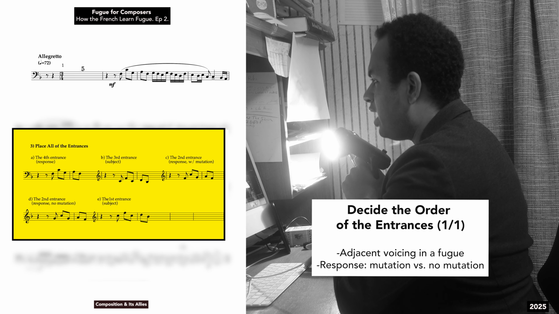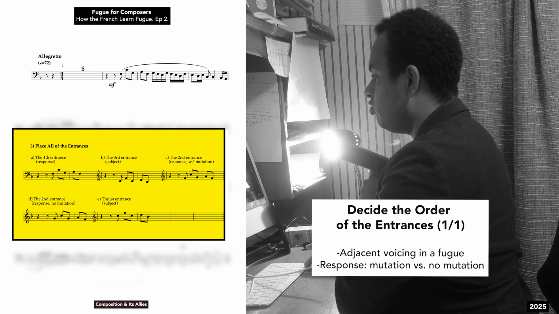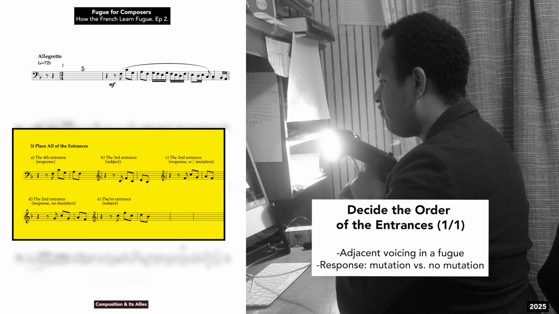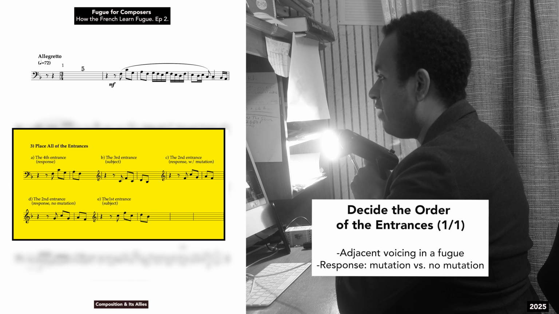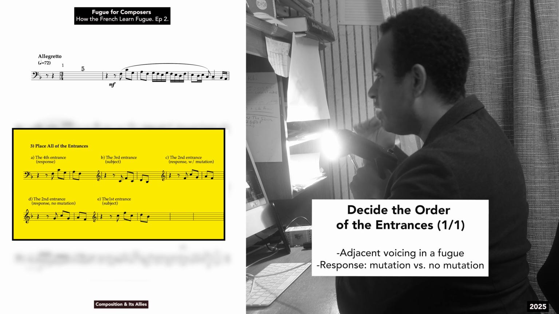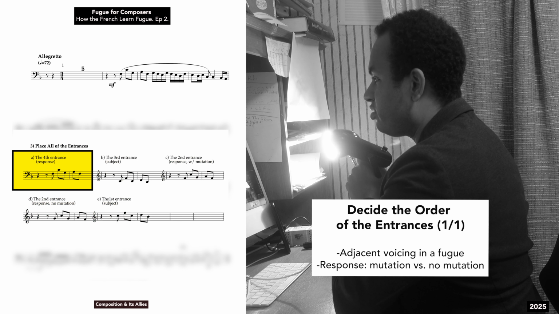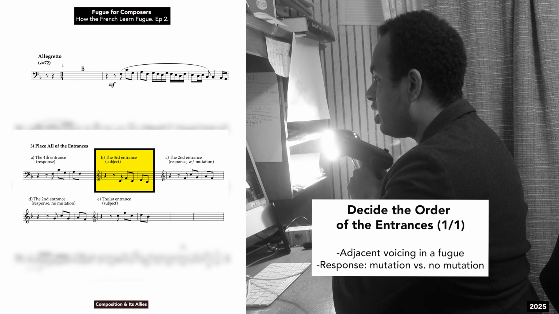Okay, now we're going to decide the order of the entrances, and this is actually a very important step. In a fugue, we have this principle called adjacent voicing. The subject is going to enter in one voice, and then it's going to enter in the voice just above or the voice just below. So in this particular case, I recommend just working backwards. So we see that we have the response in the bass. And so then I need the subject.